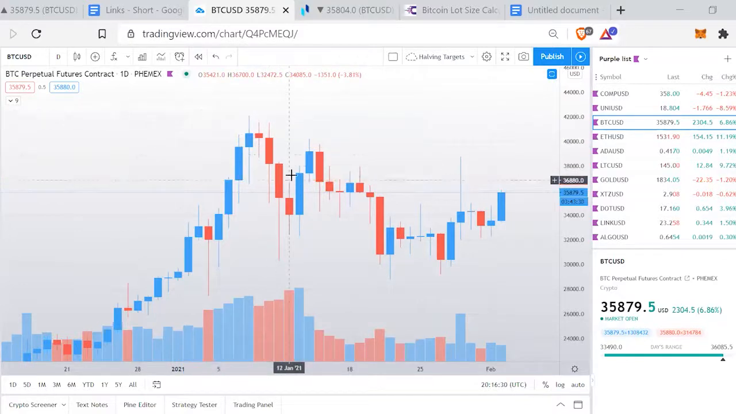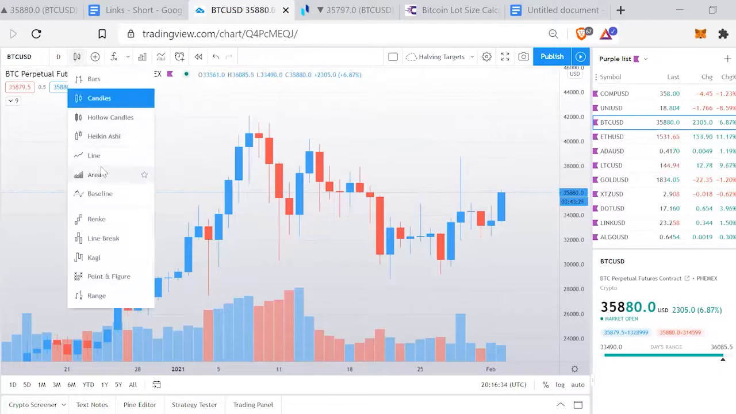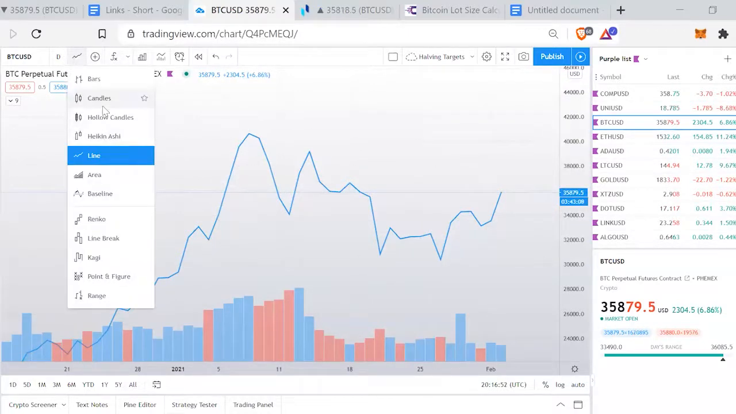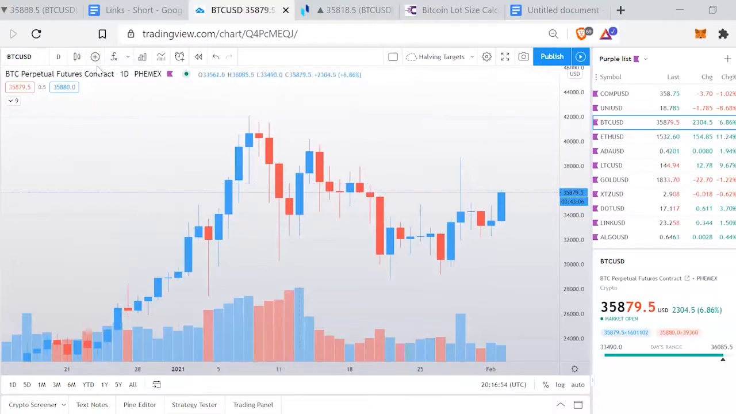I had a lot of questions about that, so I wanted to go over that quickly. The line chart, I don't use it as much. It doesn't show as much data. It only shows where the price closed on that day, so you won't be able to see the full range of the price on that day and what happened. This will give you a lot more data.